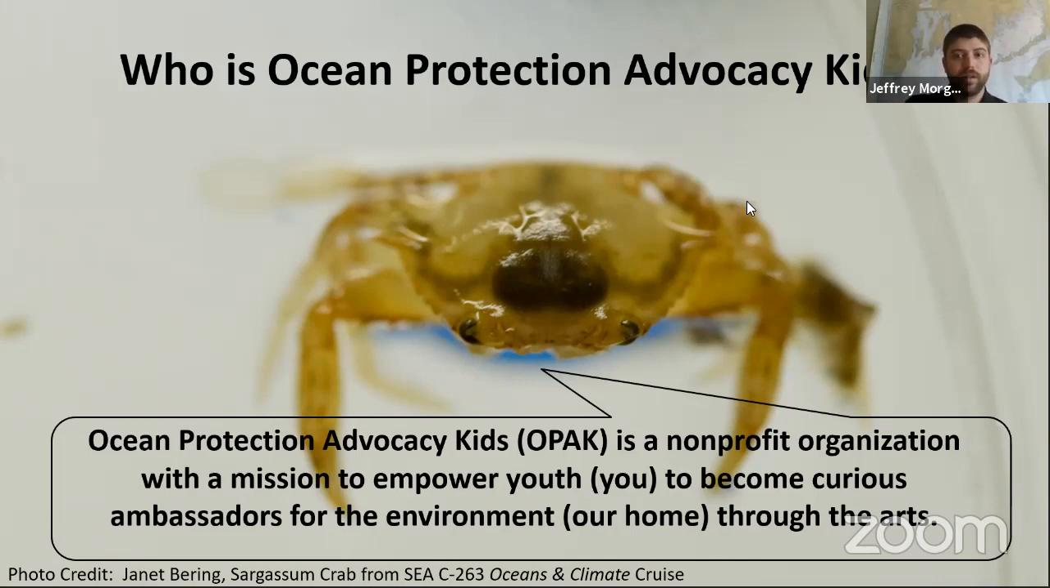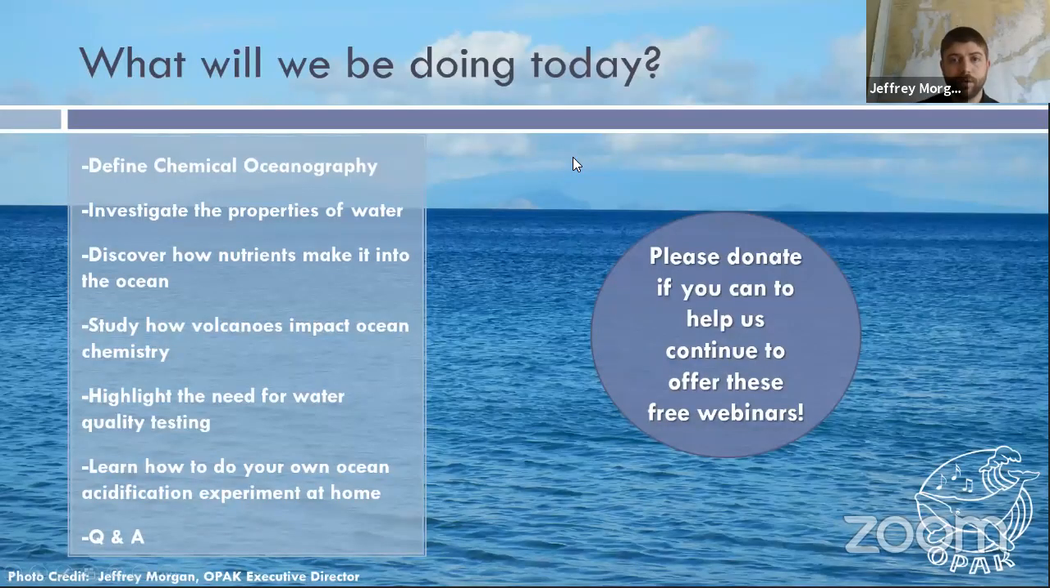All right, so today's topic is going to be ocean chemistry, which as oceanographers we call chemical oceanography. We're going to define what that means. We're going to investigate some properties of water that allow all of these things to happen. We're going to take a little bit of a dive into some of the important nutrients in our ocean. We're going to study a little bit about how volcanoes impact ocean chemistry. And we're going to highlight the need for some water quality testing.